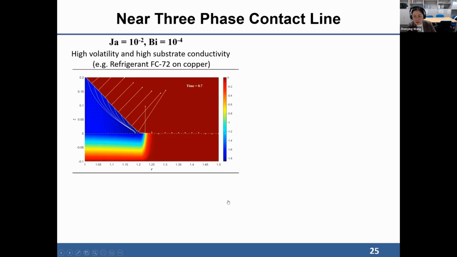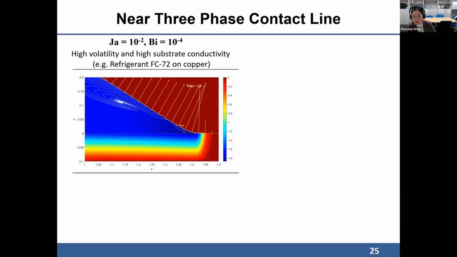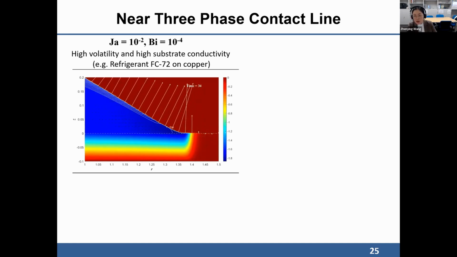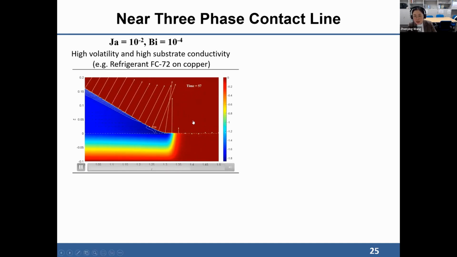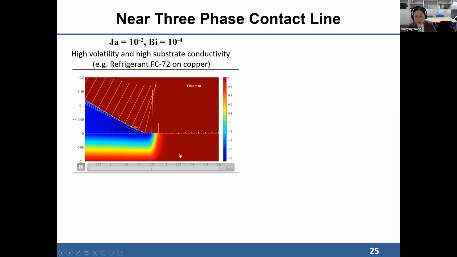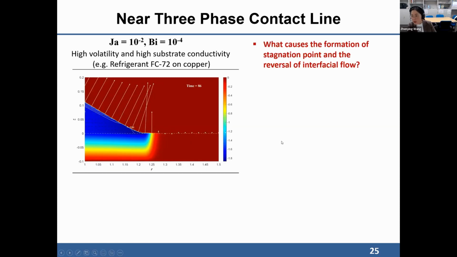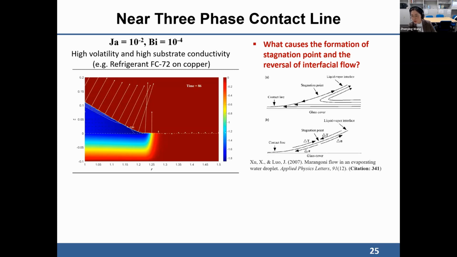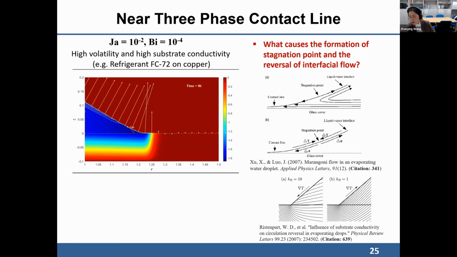So we did some further investigation into the details of the flow structure near the three-phase contact line. This is some enlarged result of how the flow field looks near the three-phase contact line. Again, the question is what actually causes the formation of the stagnation point and the reversal of the interfacial flow. Here are two classical works, one by Professor Luo's group and one by Professor Stone's group.